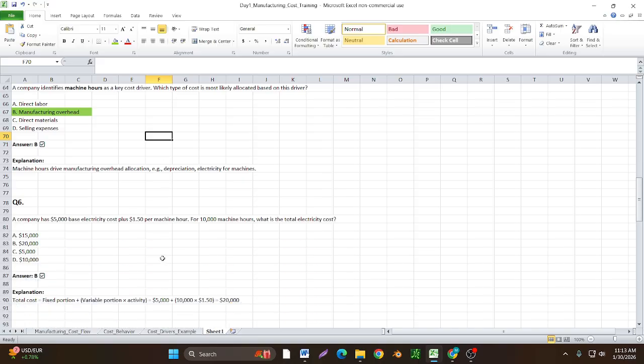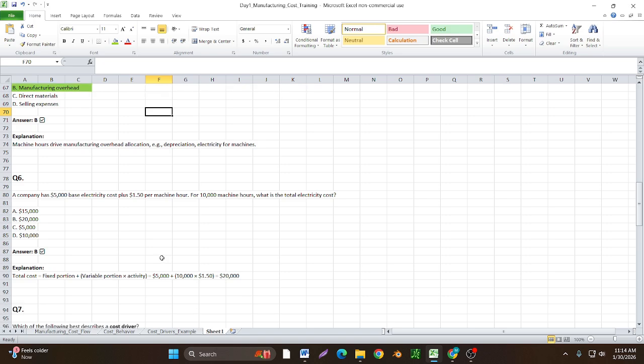Question 6. A company has $5,000 base electricity cost plus $1.50 per machine hour. For 10,000 machine hours, what is the total electricity cost? So the total cost is the fixed portion plus the variable portion times activity, equals 5,000 plus 10,000 times $1.50, and that equals $20,000.